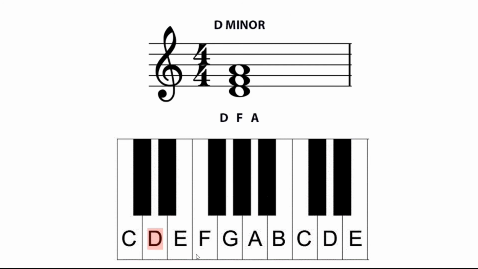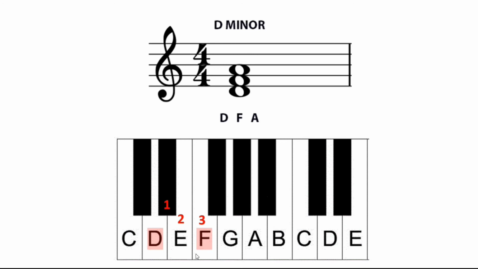Let's have another example. The notes of a D minor chord are D, F, and A. Let's see if they follow the 3-4 pattern. Our root is a D, so we need to count 3 half steps from the root to get the minor third. So D sharp is 1, 2, and 3. Our minor third is an F.